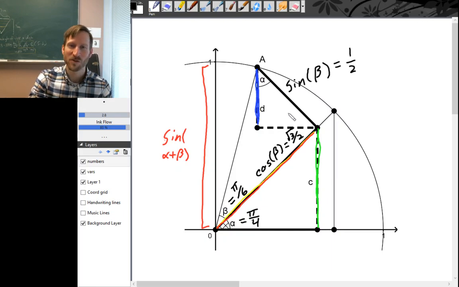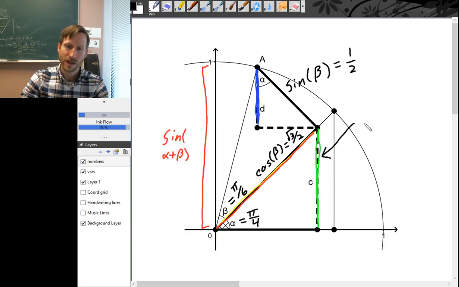Because alpha is pi over 4, that means the right-hand angle in this triangle is also pi over 4. But anyway, the top angle is alpha, which is pi over 4. And so we have these right triangles with an angle and a side. And that means that we can use some trig functions to find out the blue side and the green side. So let's start with the green side, C.